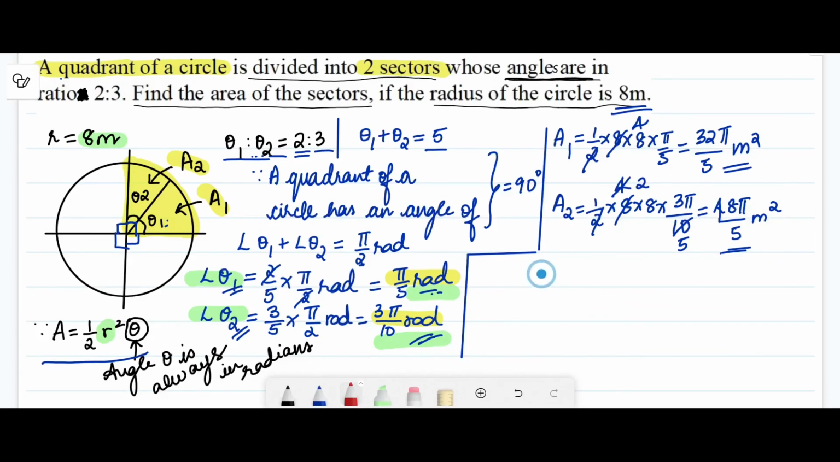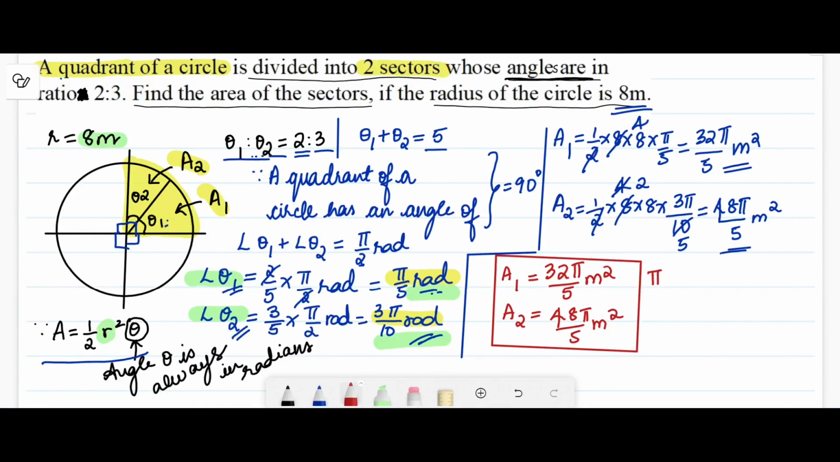Our final answer is area of sector 1 is equal to 32 pi by 5 meter square, and area of sector 2 is 48 pi by 5 meter square, where the value of pi is approximately equal to 22 by 7.